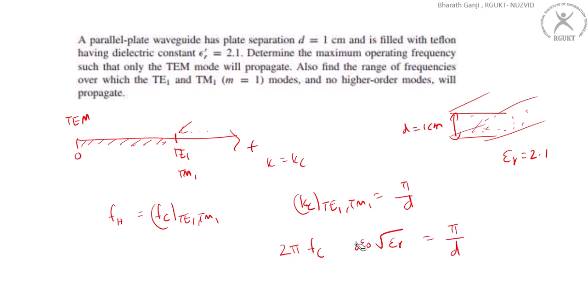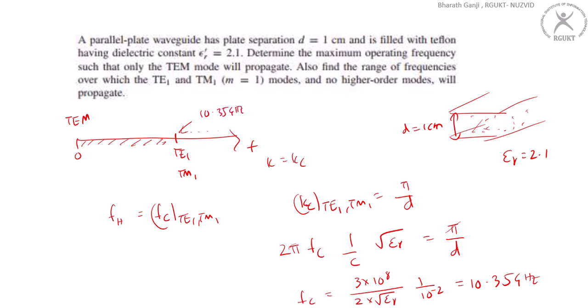We can write the square root of mu naught epsilon naught as 1 by c. So from here I can write fc is equal to 3 into 10 to the power of 8 into 2 into square root of epsilon r, pi gets cancelled out, divided by 1 by 10. d is 1 centimeter, so 10 to the power of minus 2. You get an answer of 10.35 gigahertz. So you can operate it with the TM mode operation till 10.35 gigahertz. After that, higher order modes will come into the picture.